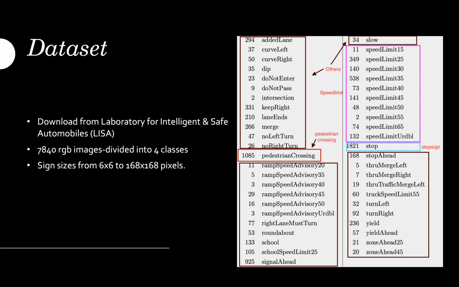The dataset is downloaded from the Laboratory for Intelligent and Safe Automobiles, whose short name is LISA. There are 7,840 RGB images, and I divided them into 4 different groups: stop sign, speed limit, pedestrian crossing, and other. The size of the pictures ranges from 6 by 6 pixels up to 168 by 168 pixels.